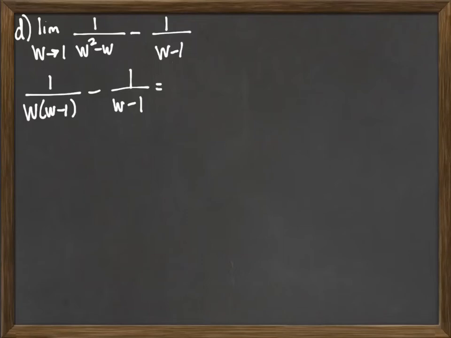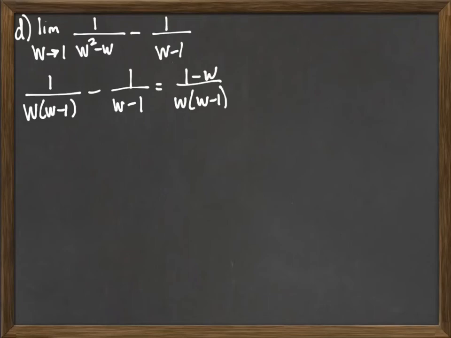Okay, so to put those fractions together, we need to get a common denominator, and so that just means we need another w over here. So I need to multiply that bottom by w, and that'll make that w times w minus 1. We'll have a common denominator. And if I multiply the bottom by w, then I have to turn around and multiply the top by w. And so that's exactly what I do. That makes the top 1 minus w, and then the bottom is just that common denominator, w times w minus 1.